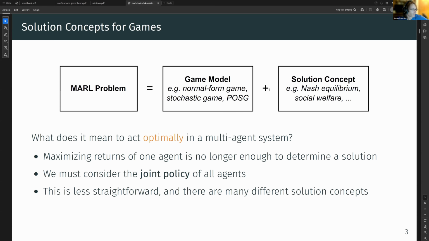But in a multi-agent system where the agents can have opposing rewards, then we have to consider what kind of reward all the agents will get as a result of the joint policy. And by the joint policy, we now have a policy across all of the agents in the problem.